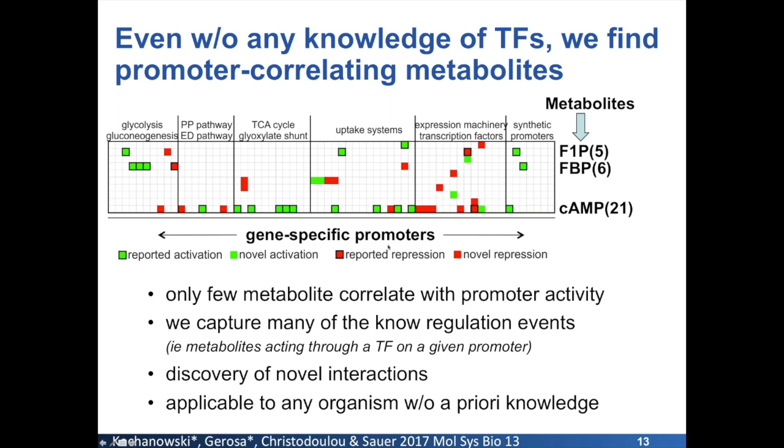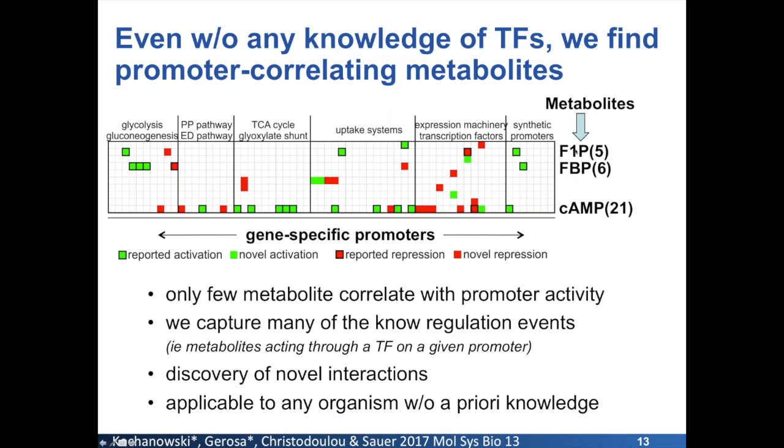So the summary of this is we find only very few metabolites that actually correlate with promoter activity. And we capture, that's very good for us, many of those that are known. For example, these green ones here, the green ones up there. But we also discover novel ones. And in principle, this is applicable to any organism. So far, we didn't need to know anything about any transcription factor. But now we do, because I want to show you something else.